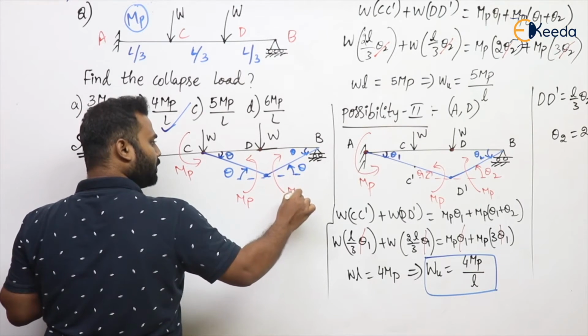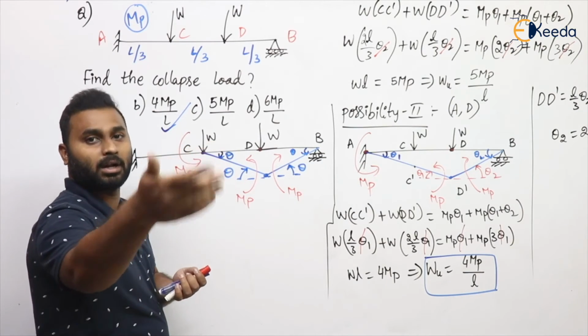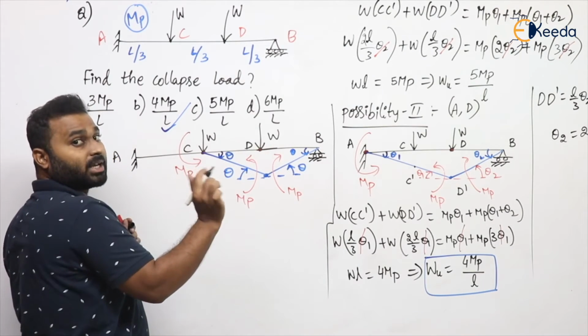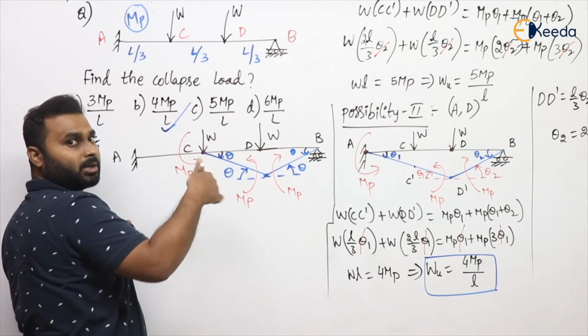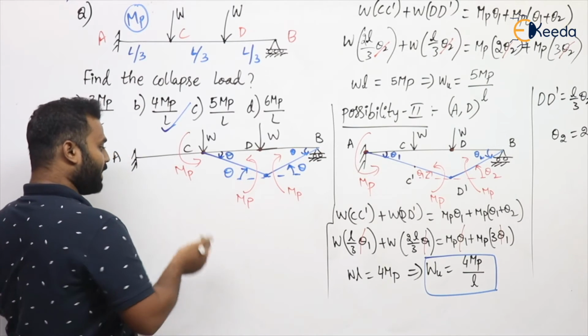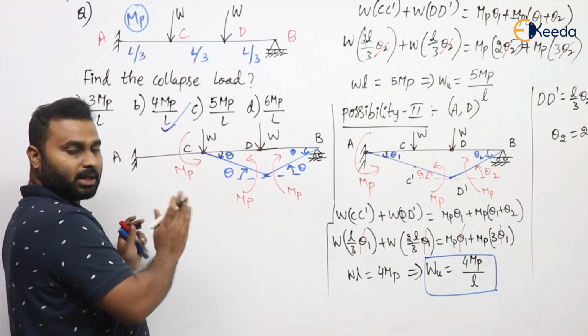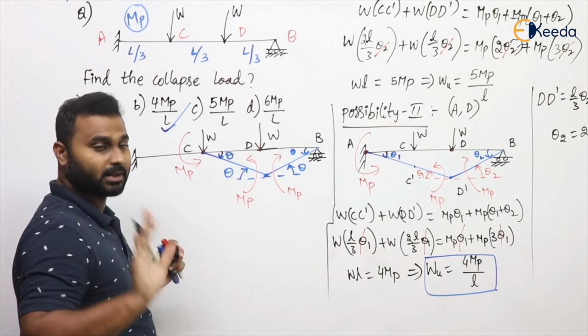Here MP. To calculate the collapse load, we need to equate external work to internal work. In this case, external work is done by only this load, not by the other loads. It means here we are going to get a larger collapse load, a maximum value for the collapse load. That is the reason we always have to avoid this case. But here we are discussing why we always assume formation of a plastic hinge at the fixed end.